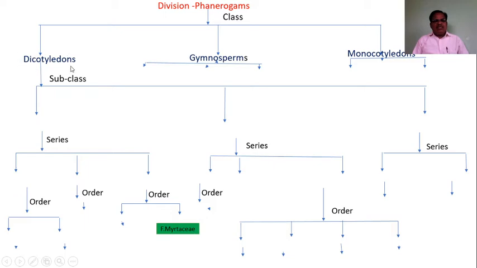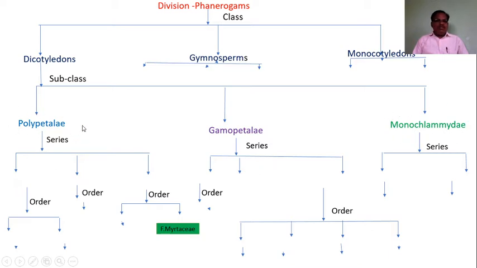Phanerogams divide into the 3 classes: Dicotyledons, Gymnosperm and Monocotyledons. Again, these dicotyledons divide into three subclasses. Which are those? The first one, the subclass Polypetalae, Gamopetalae and Apetalae, or it is also known as Monochlamydeae.